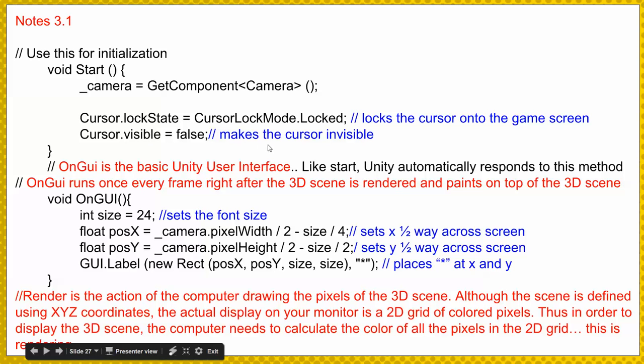Cursor.visible equals false makes the cursor invisible. And then OnGUI is the basic user interface. It's like Start in the fact that it constantly does, hey, do this. No, it's not like Start, it's like Update. Sorry about that. So in OnGUI, we're setting the font size, finding the very middle of the screen, and putting an asterisk in the middle of the screen. And by the way, write this note down about rendering.